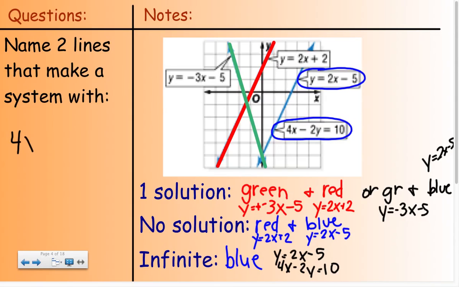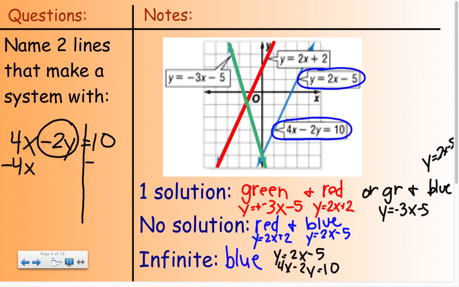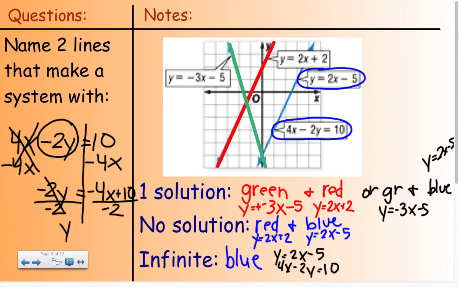Well, let's see what happens if I take 4x minus 2y equals 10 and get it in slope-intercept form like my other equation. So I'm trying to get y alone, so subtract 4x on both sides. And then I'm going to get y alone by dividing by negative 2. This is a hard problem. So negative 4 divided by negative 2 is 2. 10 divided by negative 2 is negative 5.